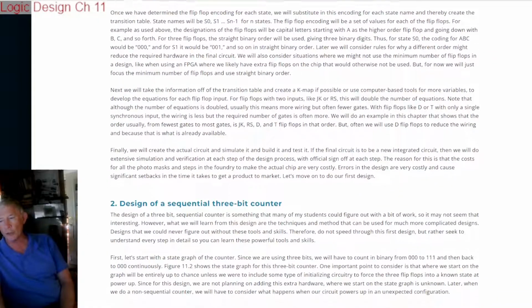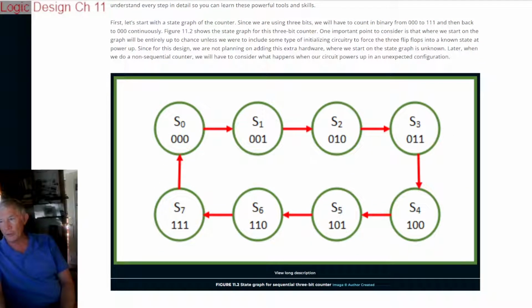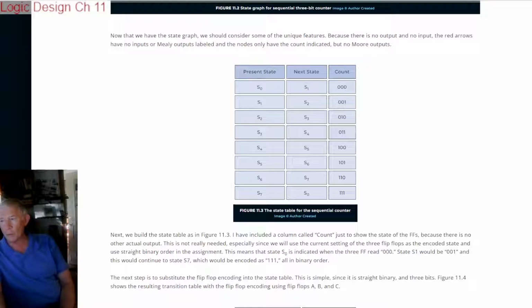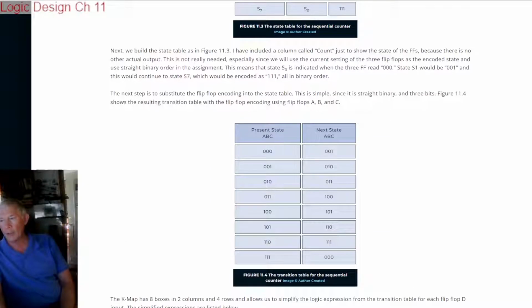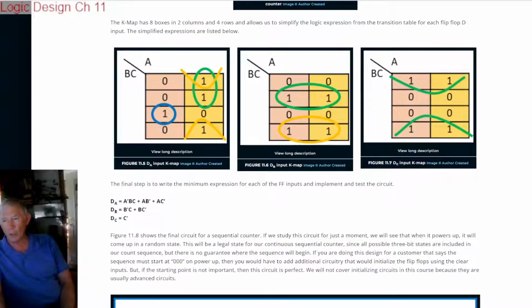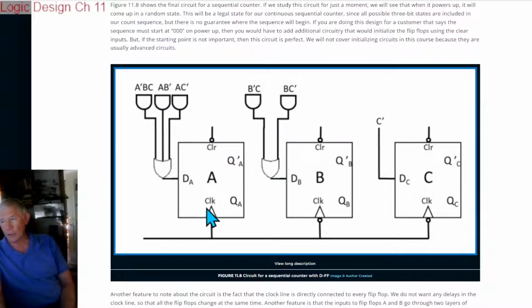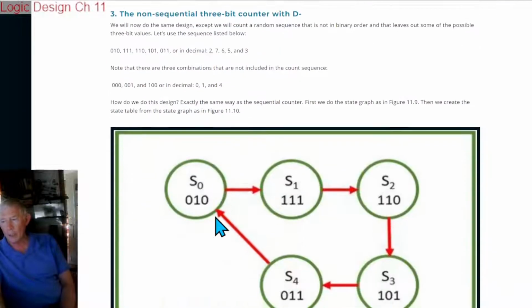The next thing we're going to do, so this was our sequential 3-bit counter. 0, 1, 2, 3, 4, 5, 6, 7, and back to 0. And here was our state table, and here was our transition table. Here were the flip-flops, and here were our equations that we realized with D's. In this case, we did it with D flip-flops. And there's what the circuit looked like.